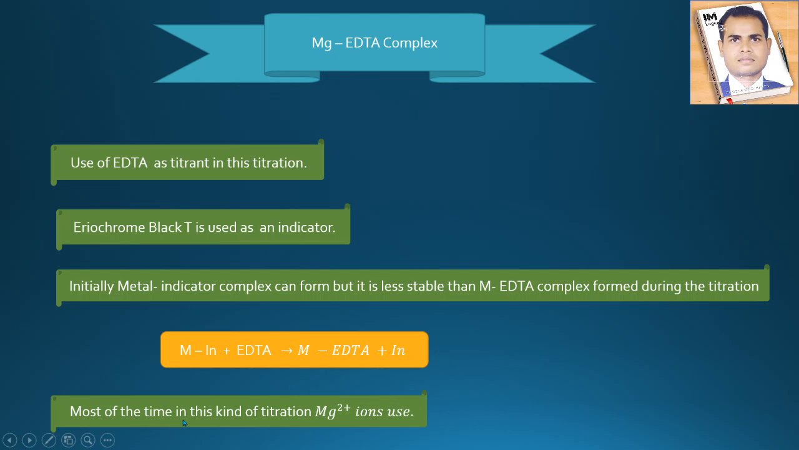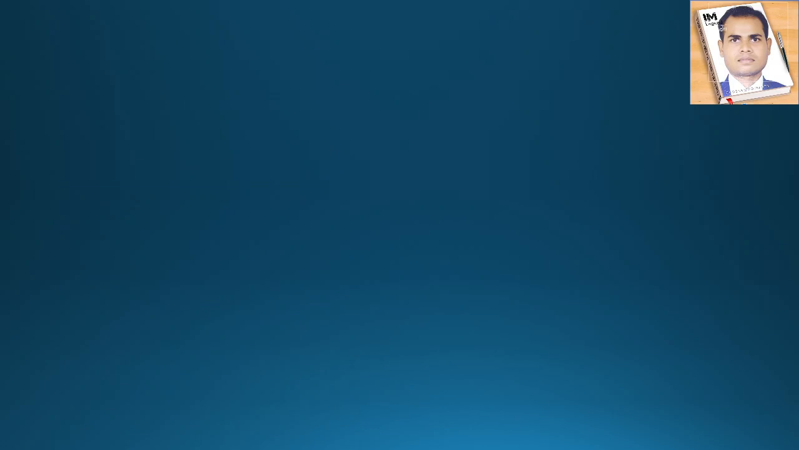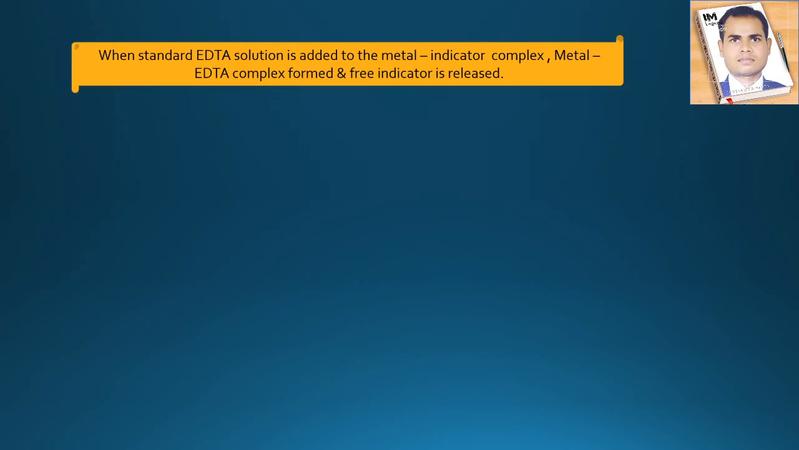So most of the time in this kind of titration, magnesium 2+ ions are used. When you are doing the complexometric titration, the standard EDTA solution is added to the metal indicator complex. The metal indicator complex will form, the metal-EDTA complex forms, and free indicator is released. We have seen the reaction.